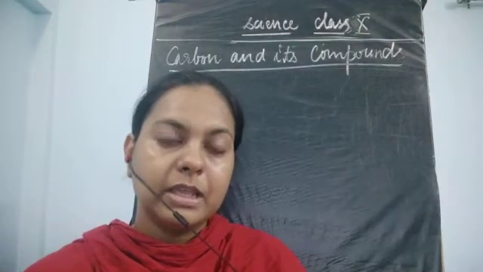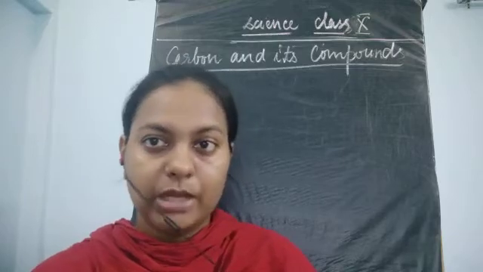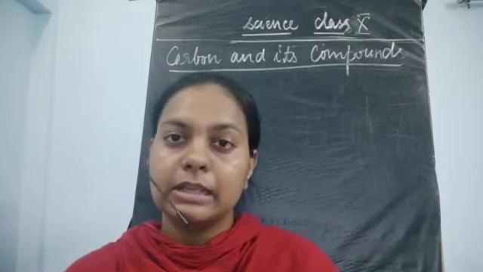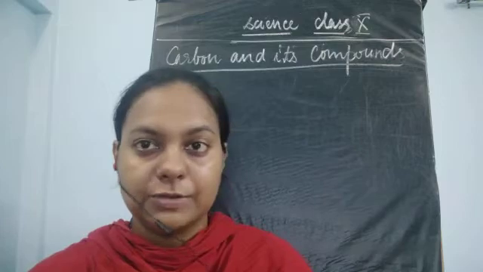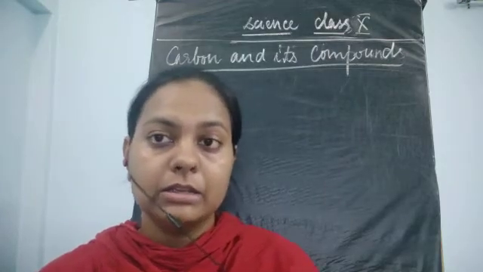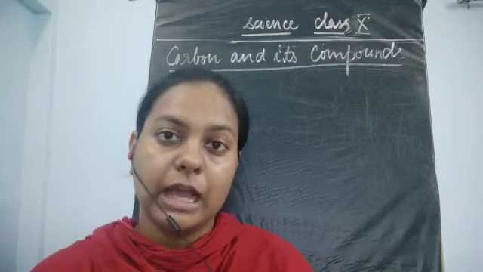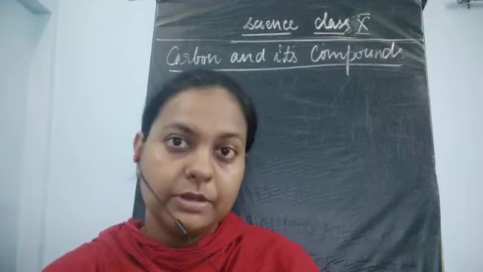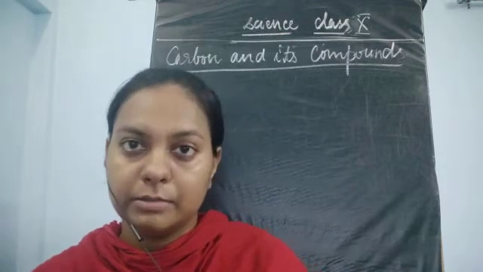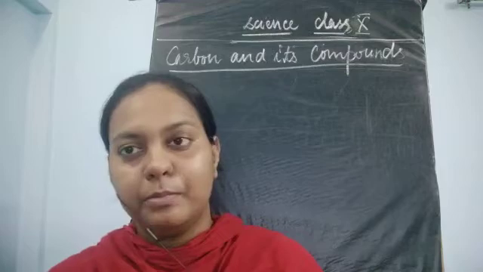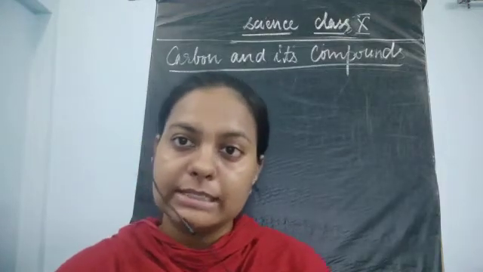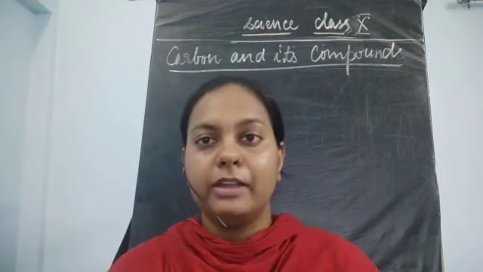So why it is making numerous compounds, now you could understand very well, because it has these tetravalency and catenation power. Now today I'm going to teach you how carbon is going to make certain compounds. Bonding is very important in this chapter, so we must understand what kind of bonding we are talking about.